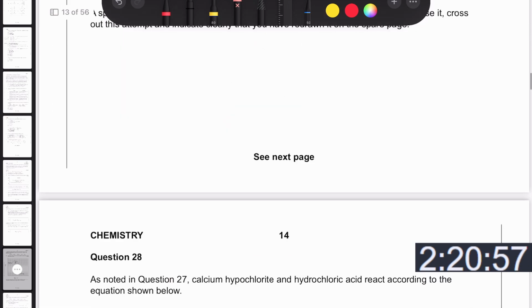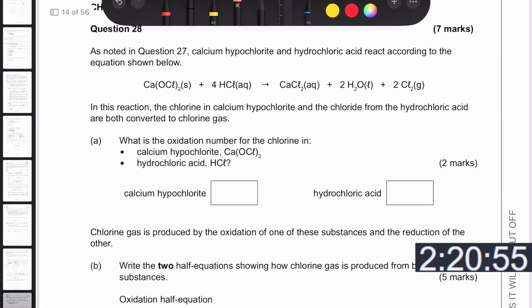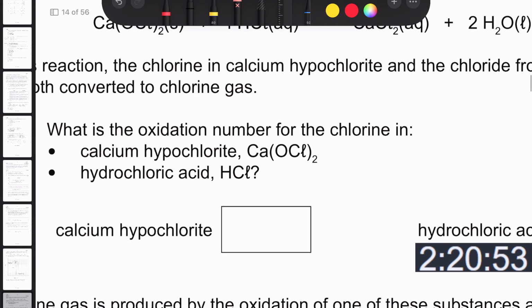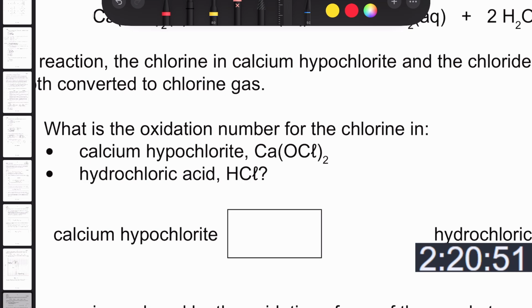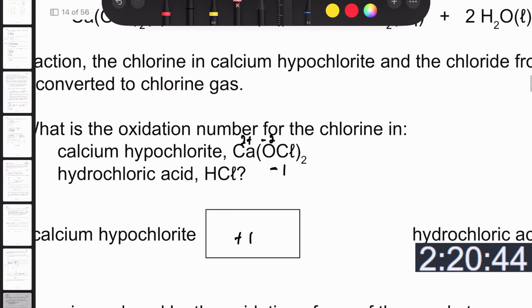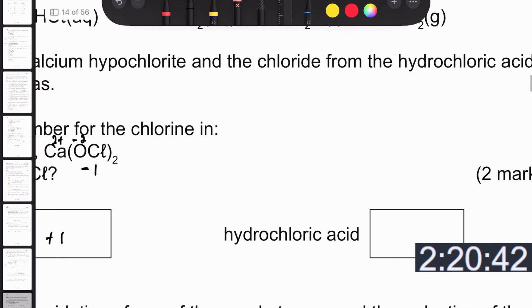I think I had to spend a bit of time on that, so I'm pretty happy with that. What is the oxidation number of chlorine in calcium hypochlorite? So this is 2 plus. So this here must be 1 minus. That's 2 minus, so that's plus 1. And then here, chlorine must be minus 1.